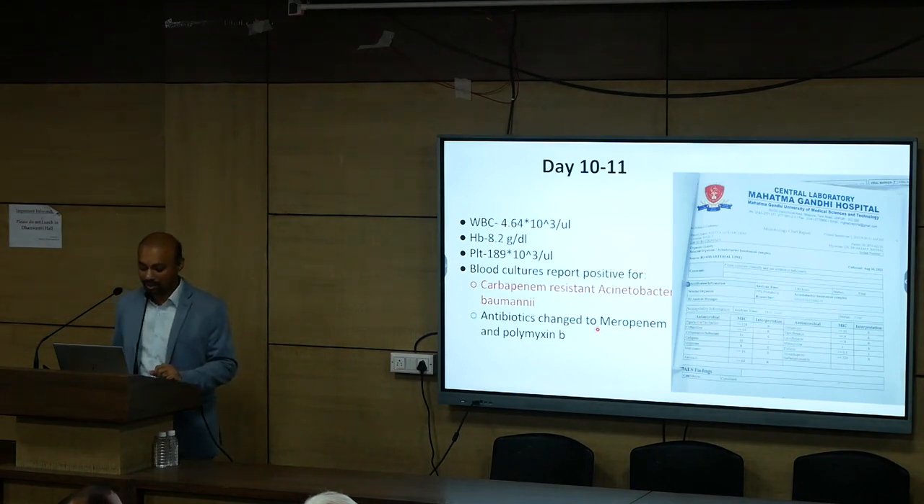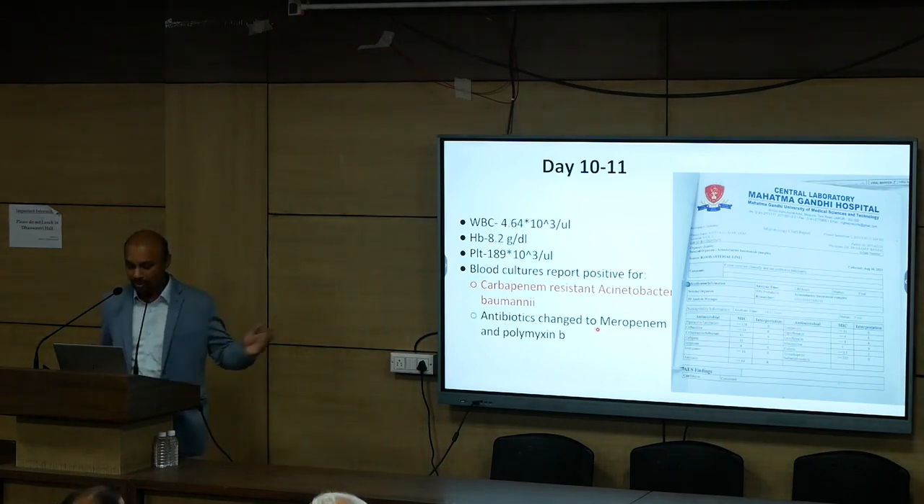Now again for day 10 and 11, the patient still had a persistent fever, but the white blood cell count came down to 4,600. Now the blood culture reports came to us. It showed the growth of carbapenem-resistant Acinetobacter baumannii. Now we started him on meropenem and polymyxin.